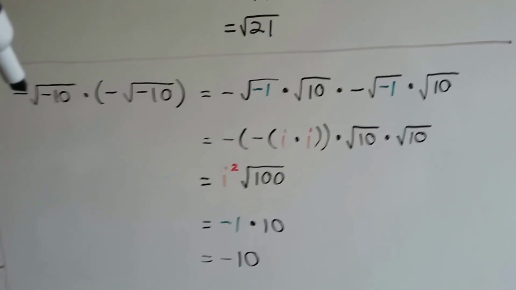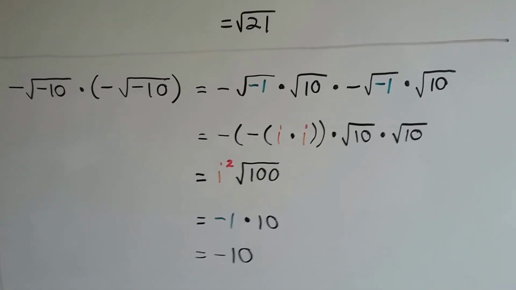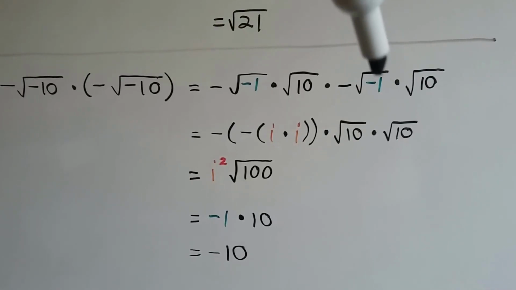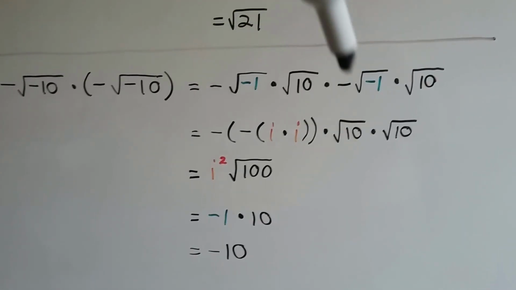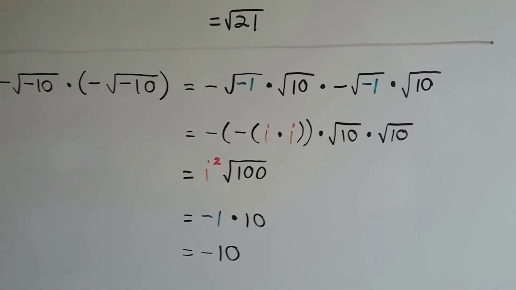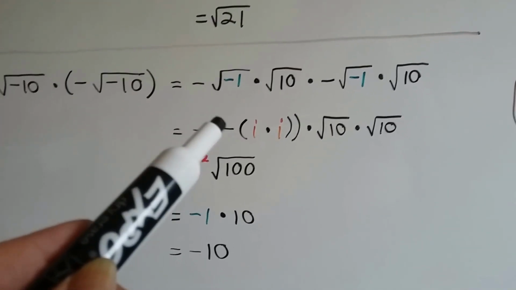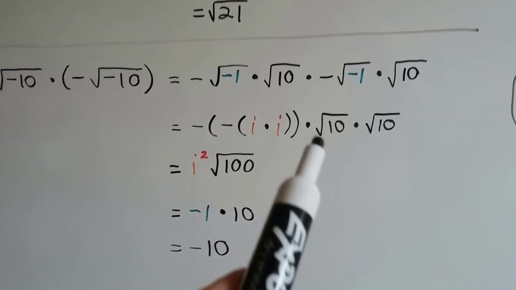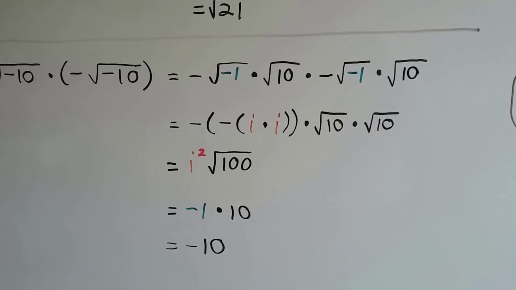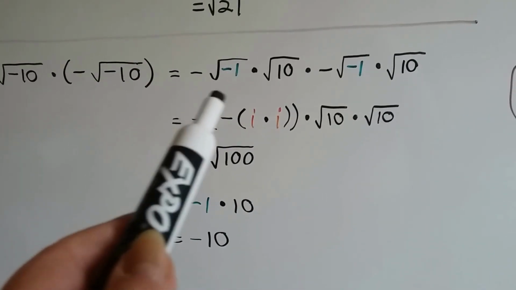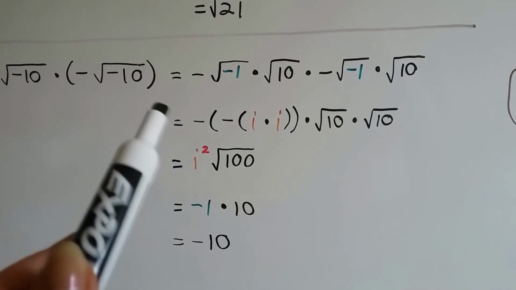But notice that this has a negative sign in front of it, and so does this one, okay? So we know that this is going to be an i, and that's going to be an i, but they're going to have negative signs in front of them, aren't they? And there's like a little invisible 1 there, actually, isn't there? So we're going to have a negative times a negative times the i. And then we've got the square root of 10 times the square root of 10, which is the square root of 100, isn't it? Well, negative times a negative makes a positive.